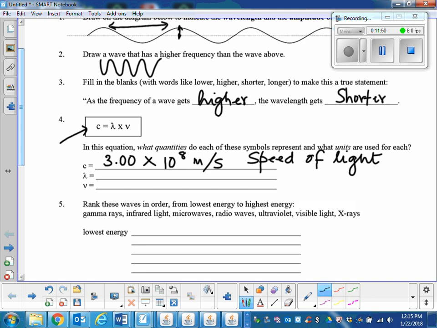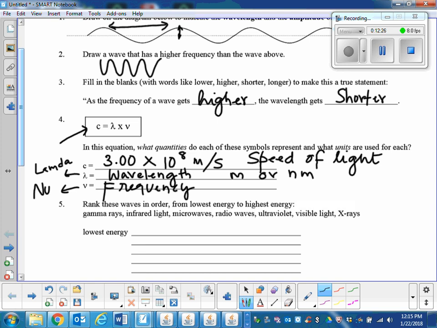What does lambda stand for? Wavelength. You can give wavelength in meters. Generally, it is given in what unit? In nanometers. And what's the conversion factor? Nano means 10 to the 9. This is lambda, and this is nu. What does nu stand for? Frequency. And frequency units are hertz. Frequency is nothing but 1 over second.